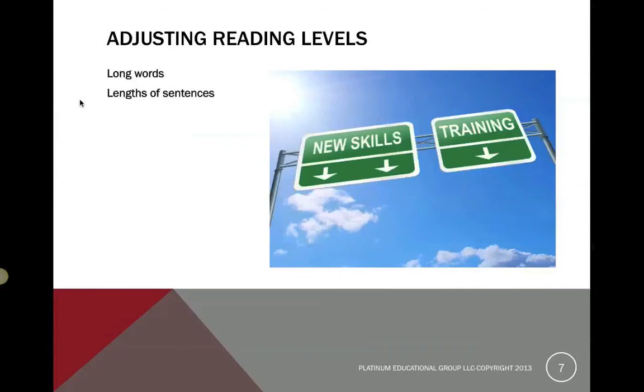So example again, see Dick, see Jane, see Spot, all two-letter sentences. So very, very low reading level. Whereas observe Richard, Jane, and Spot running yonder would be a longer sentence with larger words. It would be a higher reading level.